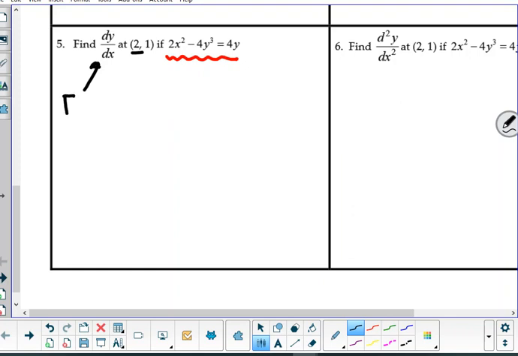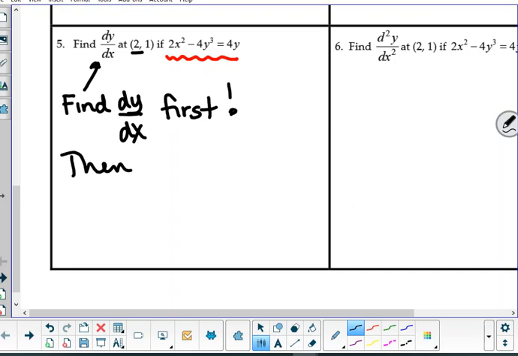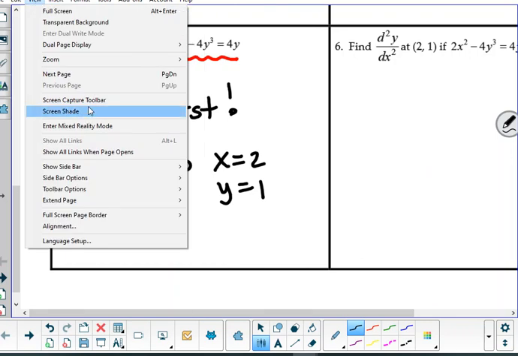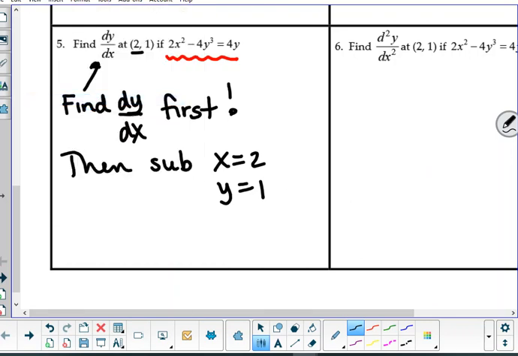Okay. So what you have to remember is that we have to find the expression first and then substitute in x equals 2 and y equals 1. Writing the expression for the derivative first and then doing the substitution, just like anytime we're being asked to find the value for a derivative. We need the derivative function first, and then the substitution happens.